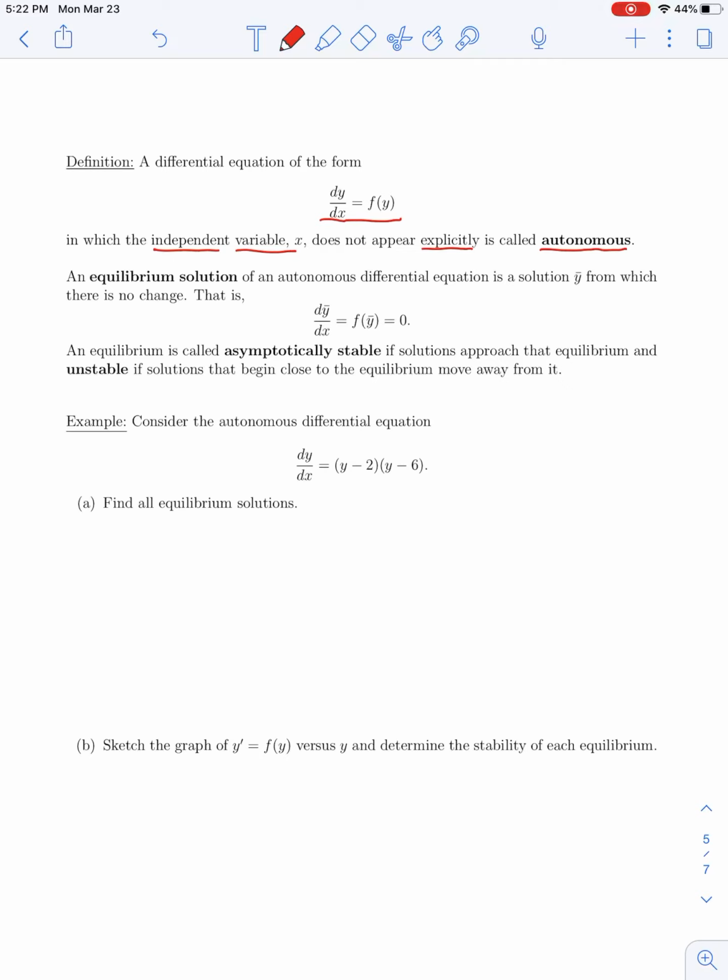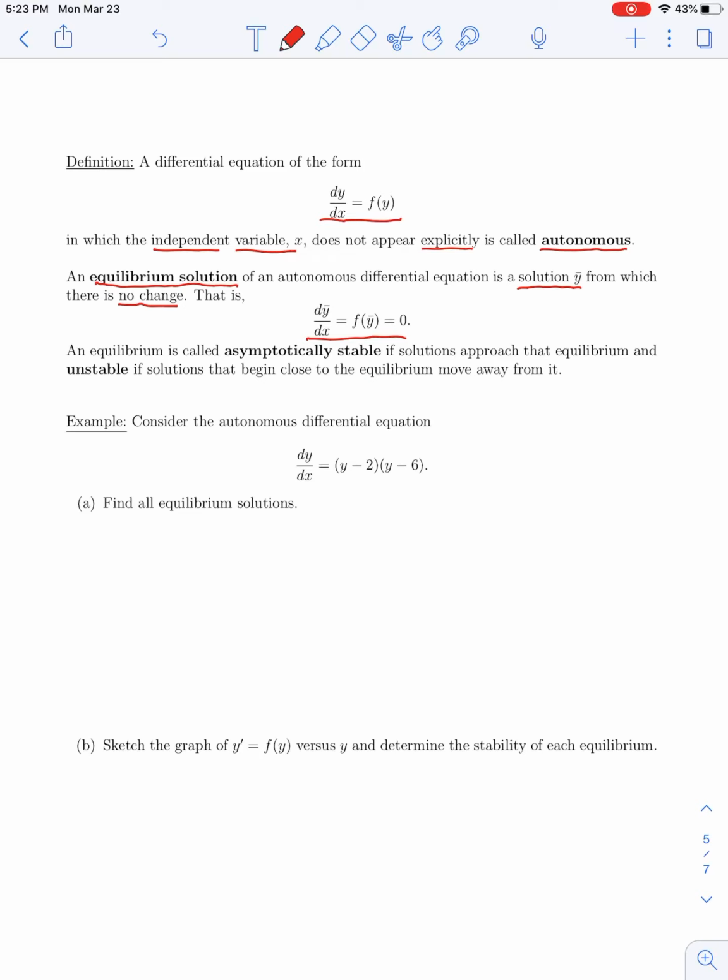will approach an equilibrium solution or move away from it, as we were seeing in some of our first few examples. So here, again, an equilibrium solution of an autonomous differential equation is any solution y bar. We typically put a little bar over the variable y to denote equilibrium solutions, for which there is no change. Or again, solutions such that the derivative, which is defined as a function of y, is equal to 0.